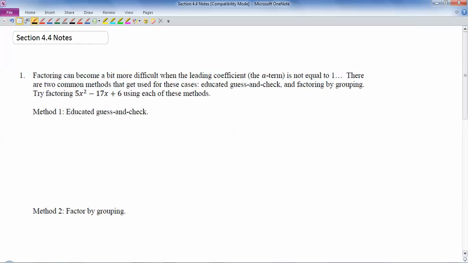One of them is called just guess and check, and the other is factor by grouping, which I've also seen called splitting the middle. So I'll put that here too, splitting the middle term. So we'll talk about that one in a minute.